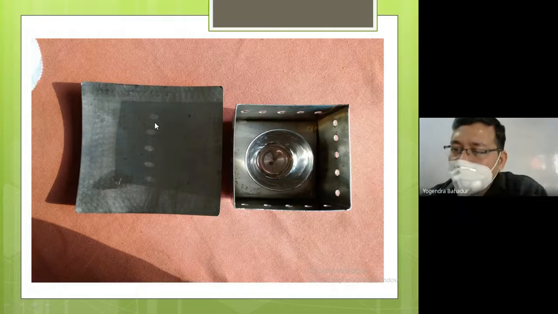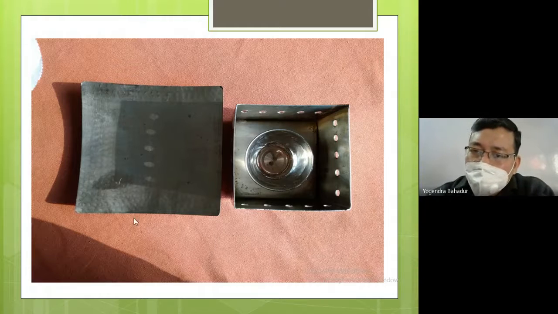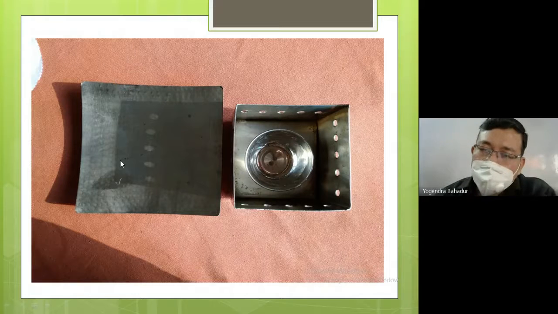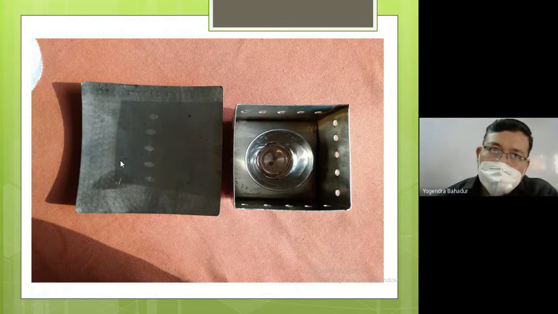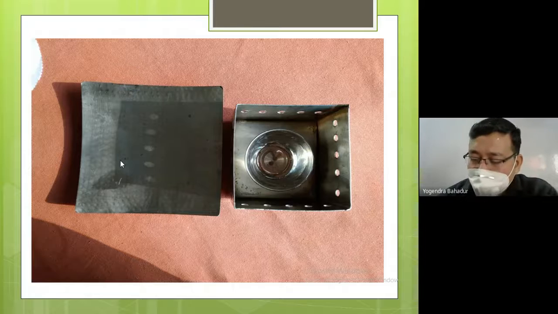So basically it is known as the starter service kit. You can call it a starter service kit or starter service hot plate.